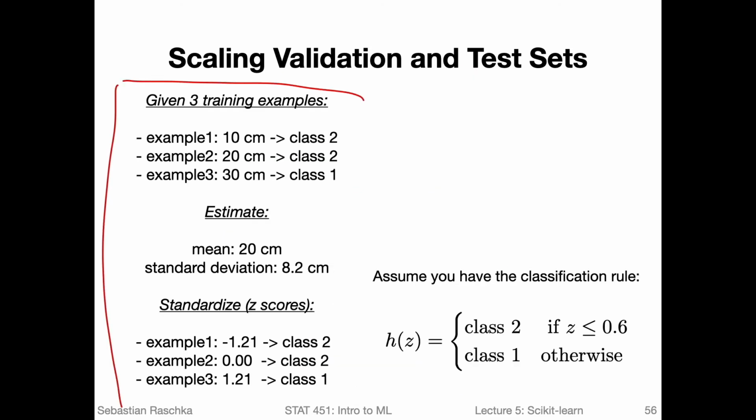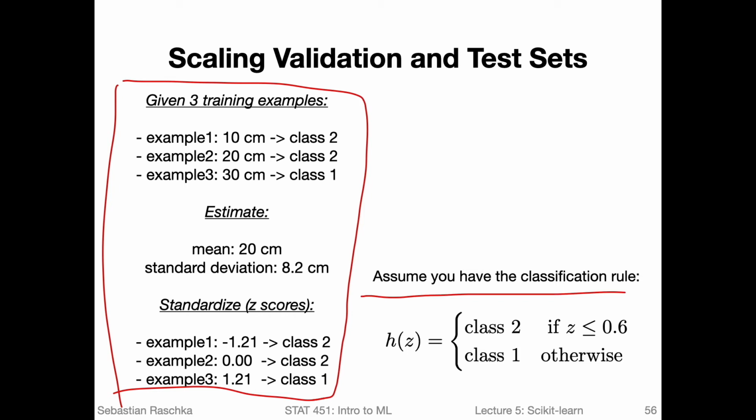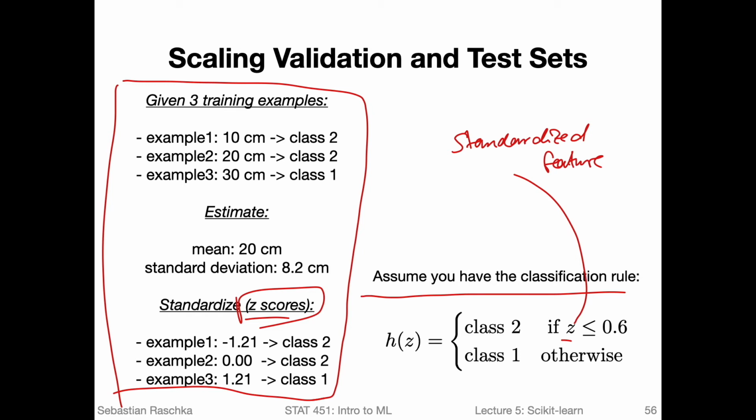Now this one again is from the previous slide, just for reference. Now assume we have a classification rule that is saying if z, where z equals the standardized feature, I just call that z-score here. So if our standardized feature is smaller or equal to 0.6, we classify it as class 2, and otherwise we classify it as class 1.